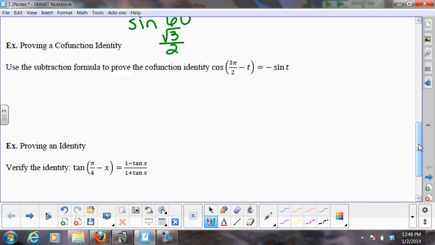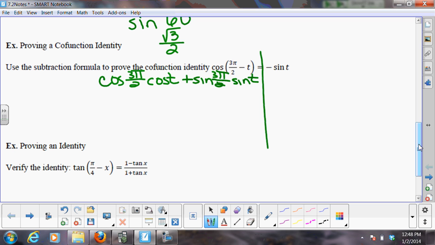This one we're actually using the subtraction formula to prove an identity. So I'm going to draw my line, decide which side is harder. The left side is harder. So I'm going to expand that out using the cosine subtraction formula. So cosine 3 pi over 2 cosine t plus sine 3 pi over 2 sine t. Well, cosine of 3 pi over 2. Pi over 2 is 90. Times it by 3, and you get 270.